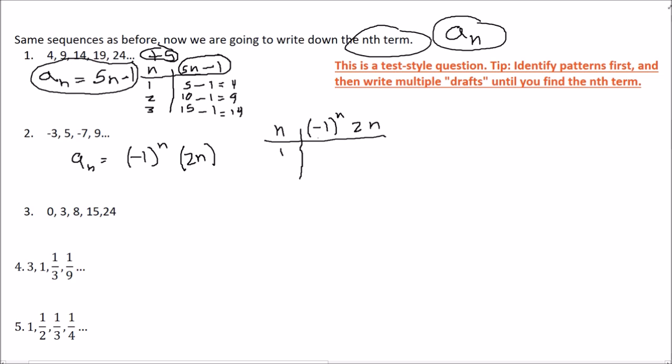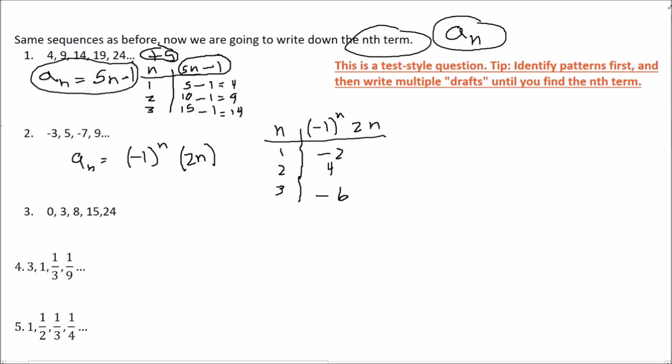Plug in a 1. All right, -1 to the first power, that's still going to be negative. And then I have 2 times 1, so I get -2. Okay, let's plug in a 2. -1 squared is going to be positive, so I'm not going to write anything because it's positive. And then 2 times 2 is 4. What about 3? Plug in a 3, and I get -1 cubed is negative, and 2 times 3 is 6.